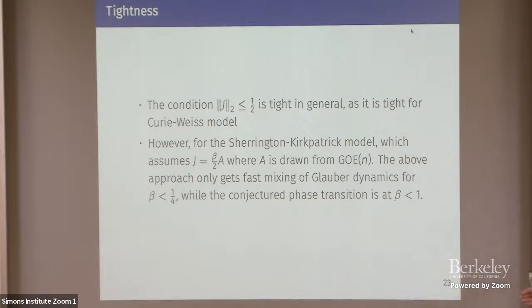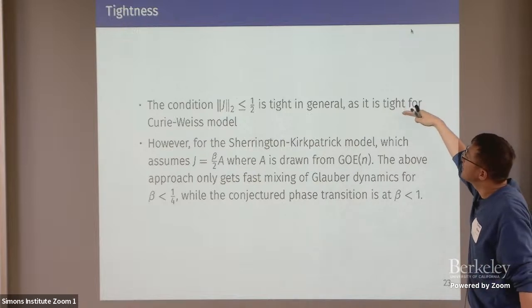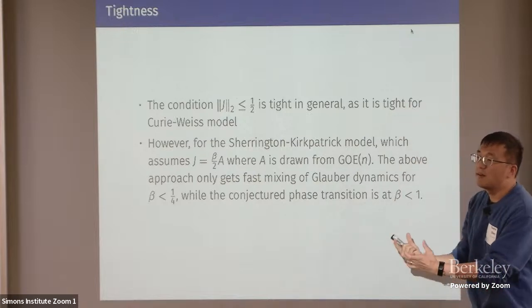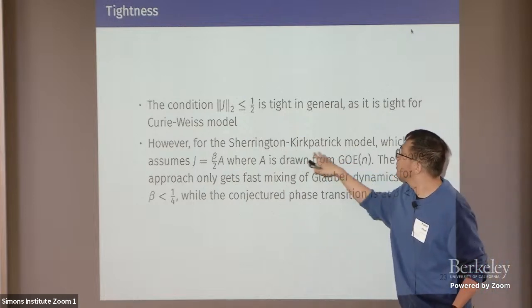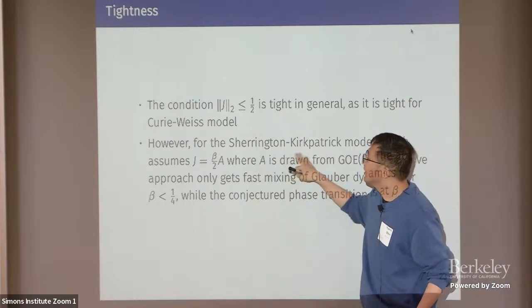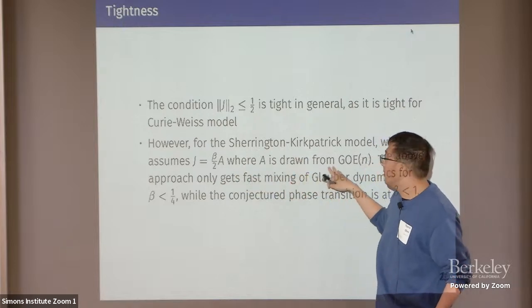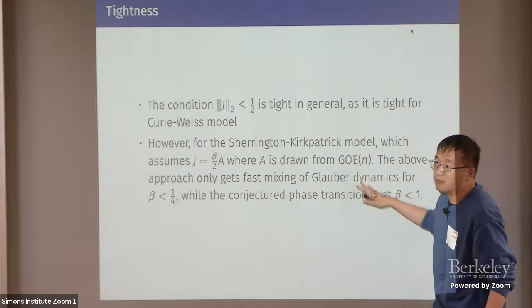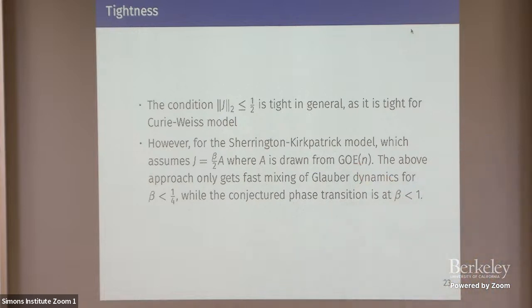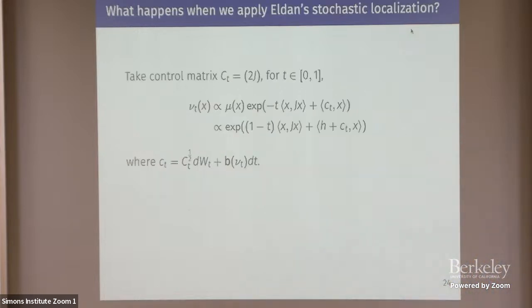You can think of our bound as tight in general, because we only use the fact that the operator norm of J is bounded. But for this SK model, you probably need to use more information than just that the operator norm is bounded, for those Gaussian random matrices. It has a little bit more randomness in this problem, and we will not be able to take advantage of it, at least in our current proof.